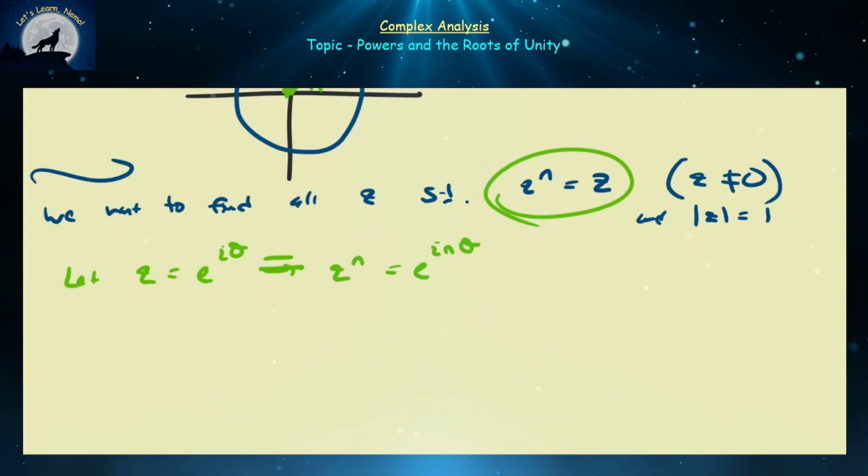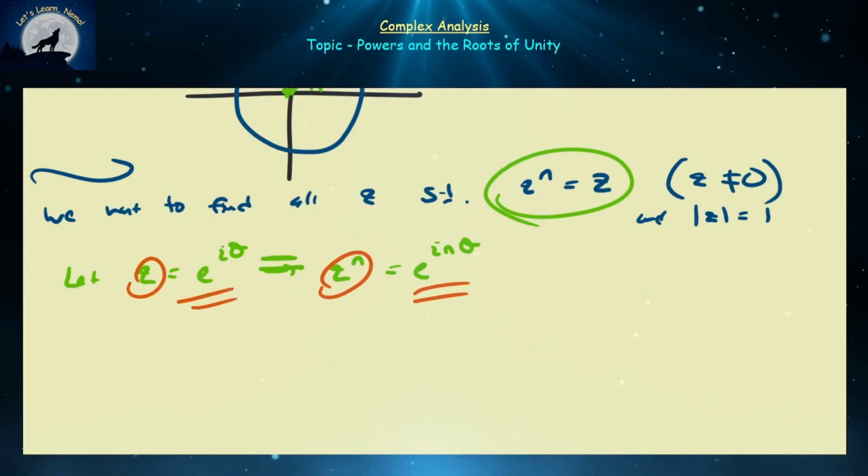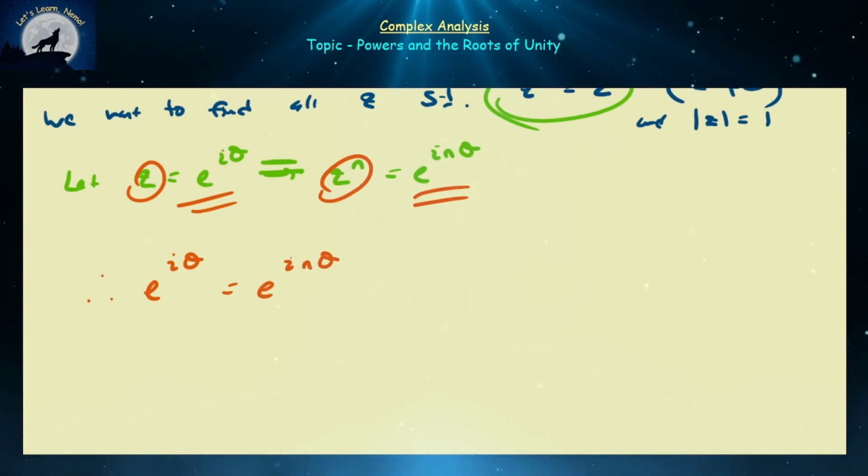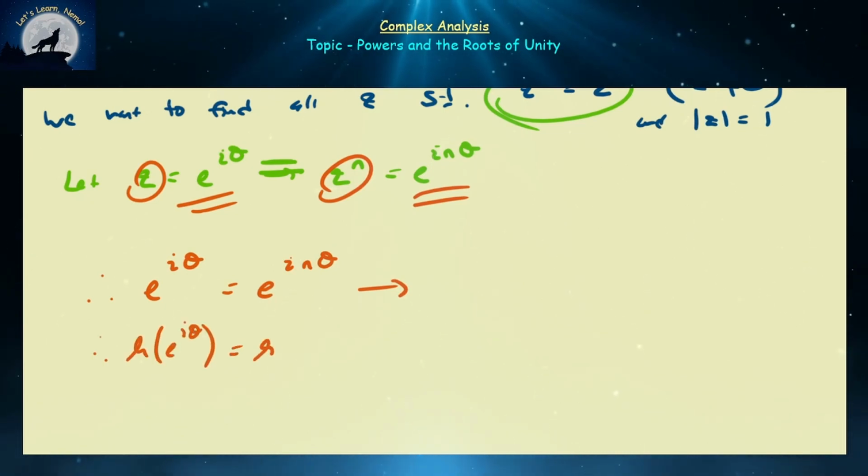And we want these to be equal to each other because we want z to be equal to z to the n. So this must be equal to this. Let's just solve this particular equation for theta. So e to the i theta will be equal to e to the i n theta. And then we can take the natural log of both sides. So we have the natural log of e to the i theta equal to the natural log of e to the i n theta plus 2k pi i.